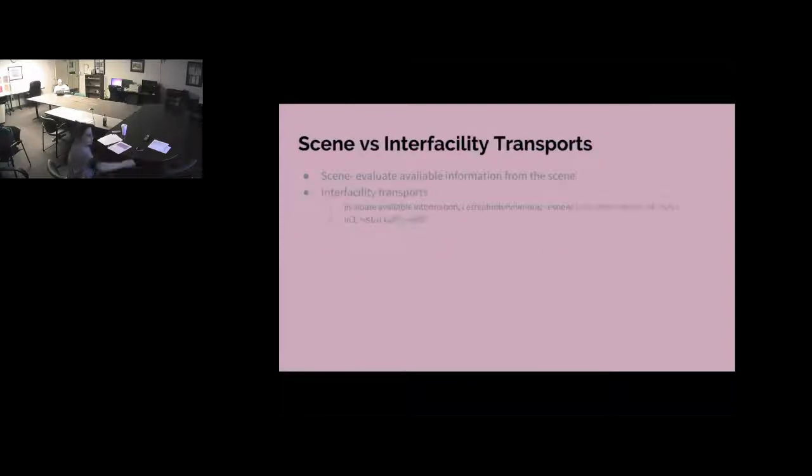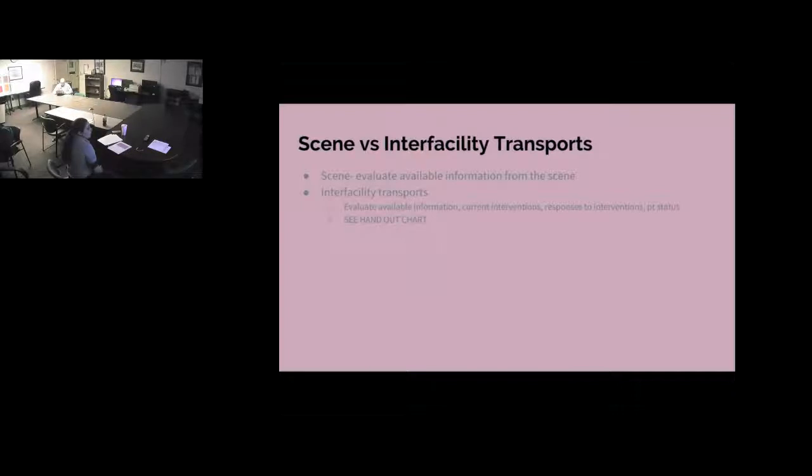The last thing to note about this presentation is the scene versus interfacility transports. I passed out a packet, and it'll be online, about some different information you can gather, especially if you're on an interfacility transport. We have access to a lot more information than we do on a scene. On a scene, you want to evaluate based on what you see, and on an interfacility, you want to take what you can find from the paperwork and try to piece it together to get a complete picture. On the scene, you get to see everything right in front of you, and in an interfacility, you want to piece together everything that's happened before.